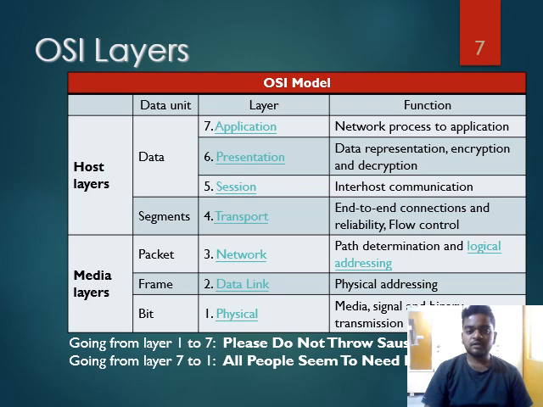Coming to segment, it has transport. The functions are end-to-end connection and reliability, and flow control. Coming to media layers, we have packet, frame, and bit. Coming to packet, the layer is network. Functions are path determination and logical addressing. Coming to frame, the data link function is physical addressing.